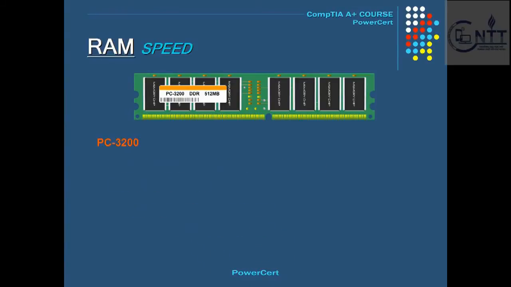Another example is PC3200. PC3200 has a clock speed of 400 MHz, so 400 times 8 equals 3200, which is where we get the name PC3200.